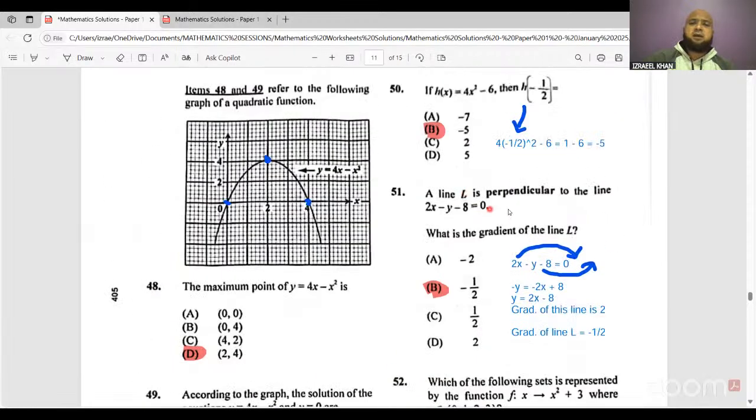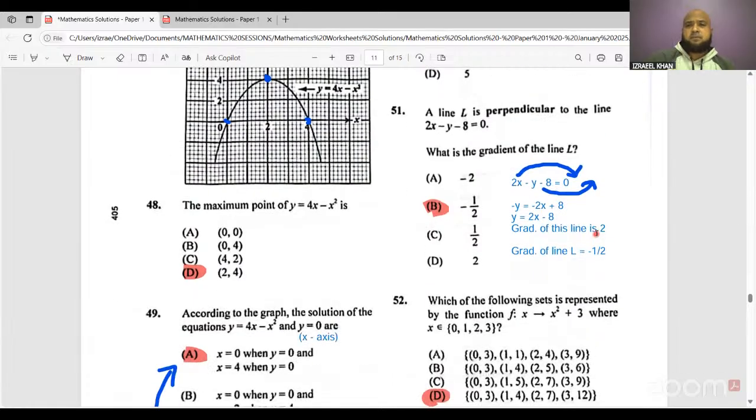A line L is perpendicular to the line 2x minus y minus 8 is 0. The gradient of the line L is... Okay.